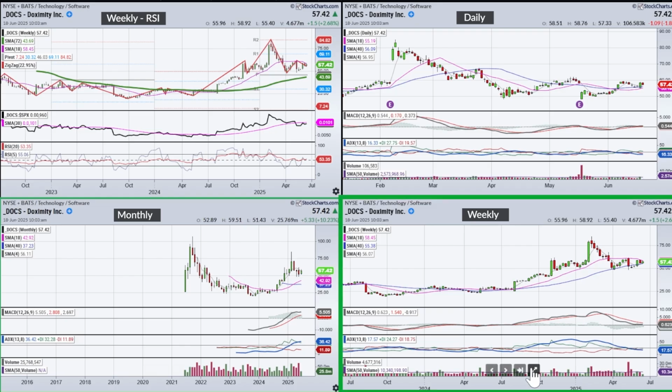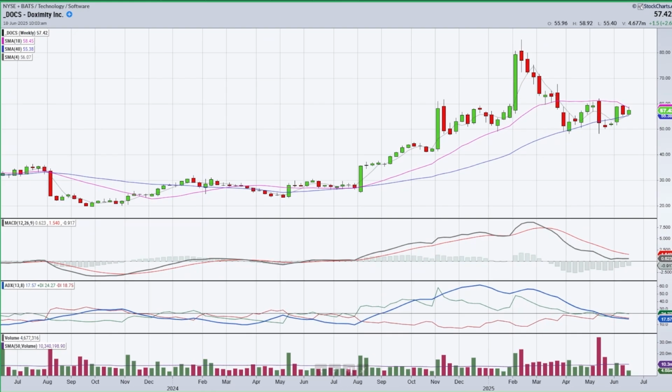Now we want to go look at the weekly chart. And if you notice what's taking place, we're going through this corrective pattern, consolidating, and these two lines are starting to come together. The MACD is working its way back down to the zero line, and we don't have a lot of strength in the sellers because this ADX is dropping.